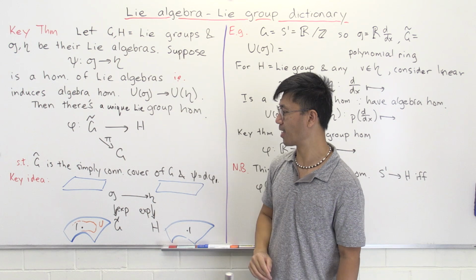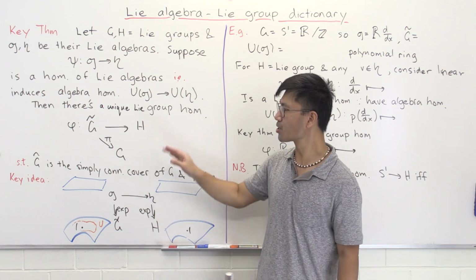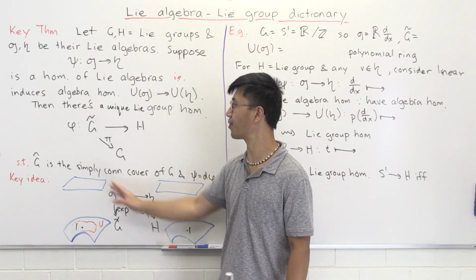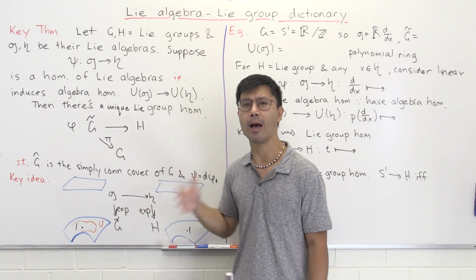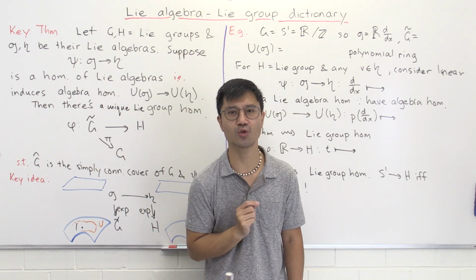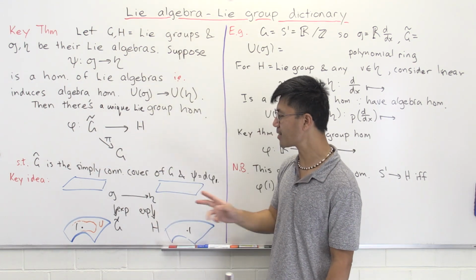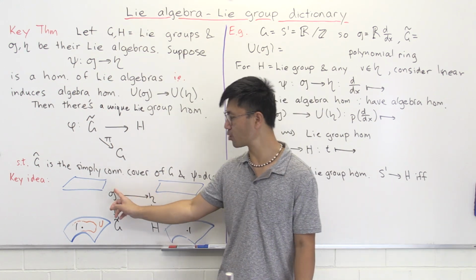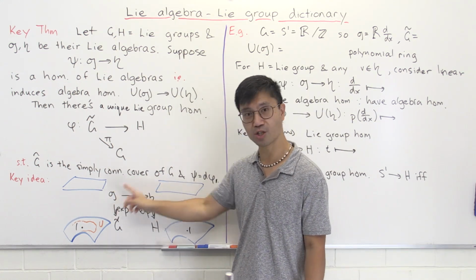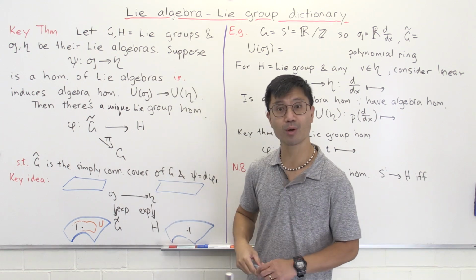So that's the key theorem. I can't present the proof for this theorem here, it would take too long, but I can give you the key idea as to why it's true. Let's see the data that you have here. We have the algebras, Gothic G, Gothic H, and we have the map between them, psi.